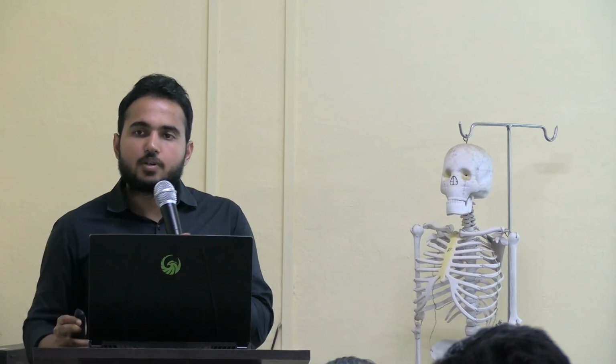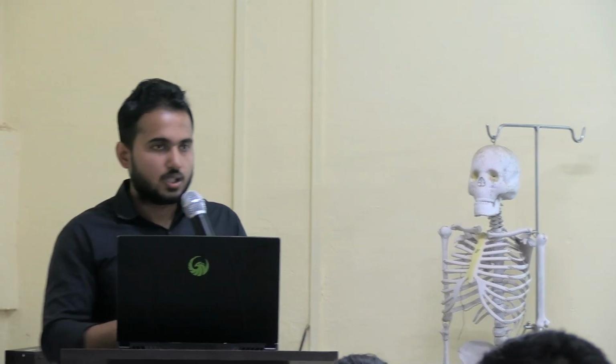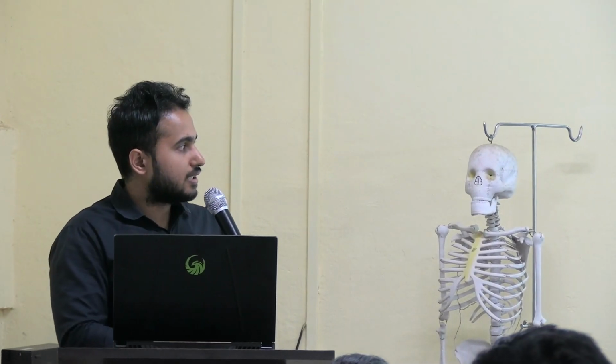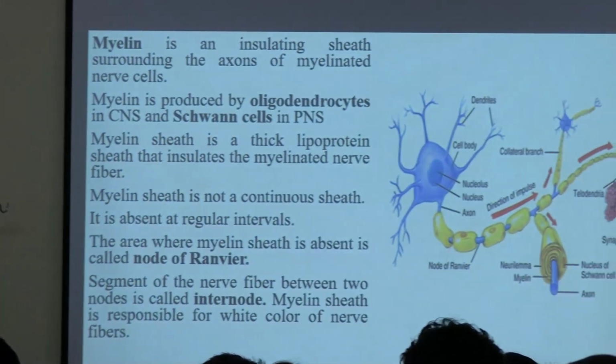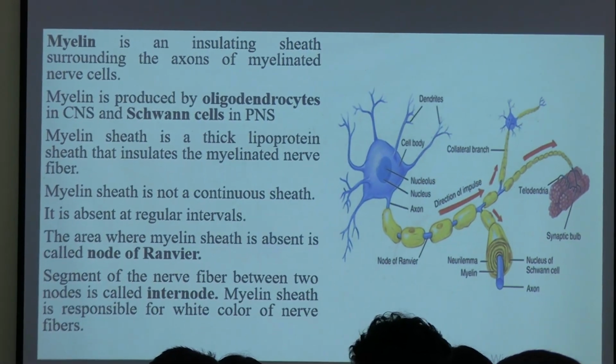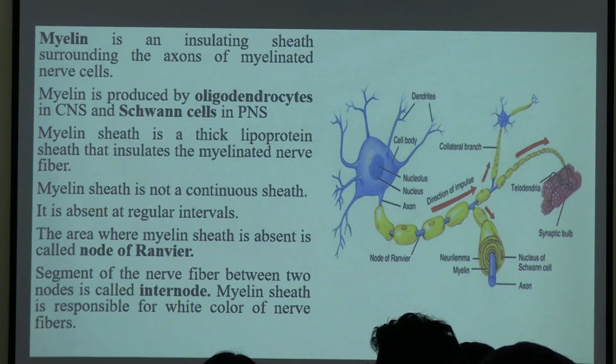Now, I hope you have heard about the myelin sheath. Can anyone show me where the myelin sheath is over here? That yellow colored part is the myelin sheath. But actually, what is the color of the myelin sheath? White color. Very good. And because of this myelin sheath, the nerve fiber appears white in nature.